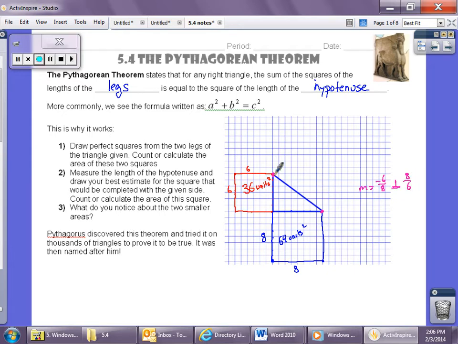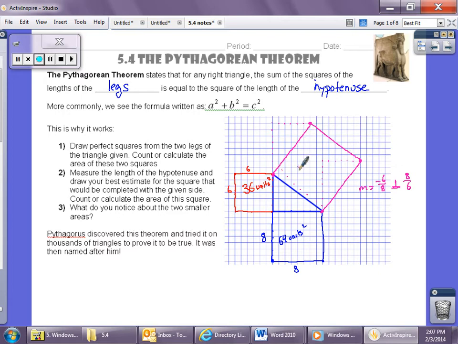So we can go up 8, 1, 2, 3, 4, 5, 6, 7, 8, and right 6, 1, 2, 3, 4, 5, 6. So up 8 and right 6. So now we have our square there. We have our other square, we have our 90-degree angles, so we have our square. And we can sit here and count all these little squares inside to determine the length.